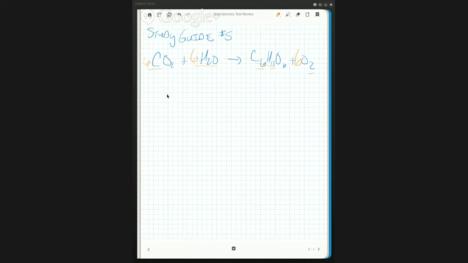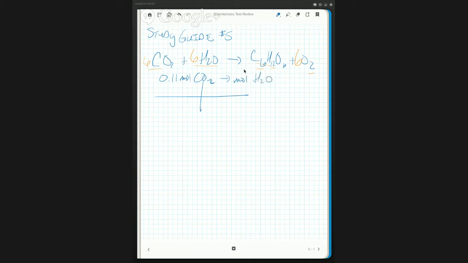Okay, and the question is given, let's go back to our blue ink. Given 0.11, oh, that doesn't look very good. It's hard to tell what it is. Most of my writing is that way, I suppose. So 0.11 moles of CO2, it's converting it to moles of water.